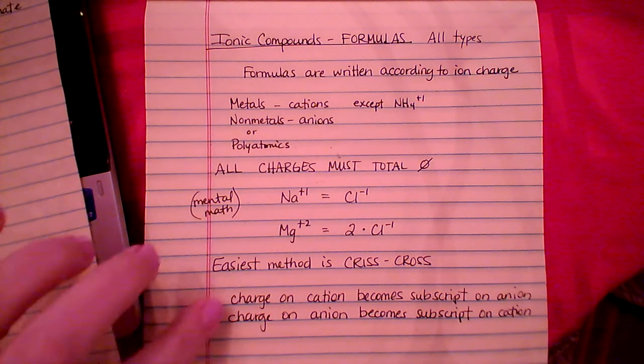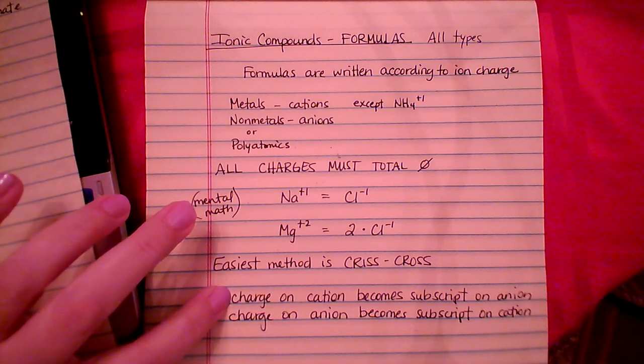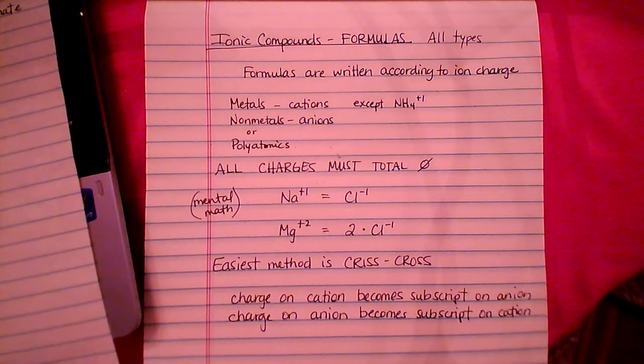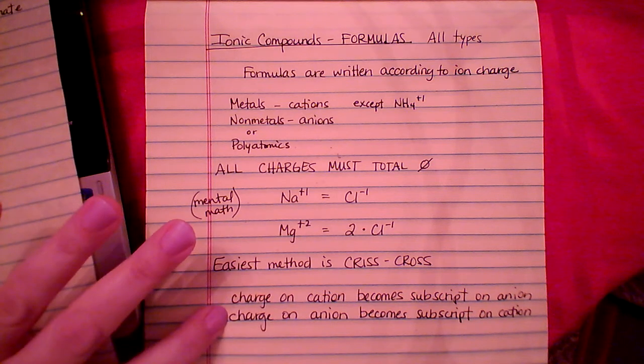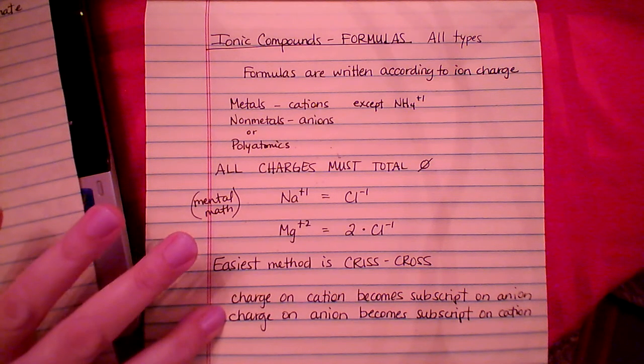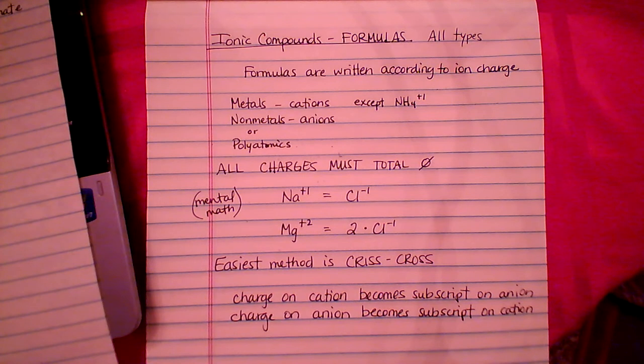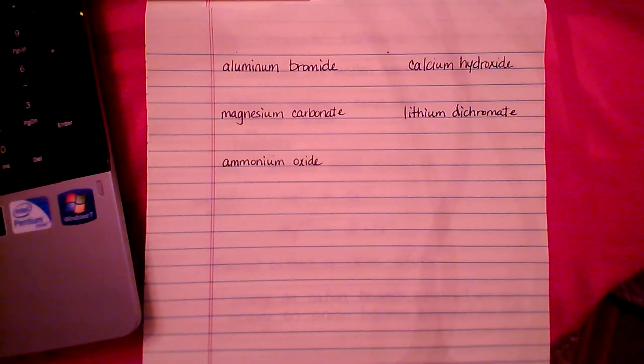In a nutshell, remember, the charge on the cation becomes the subscript on the opposite element, which would be your anion. And the charge on the anion becomes your subscript on your cation. And then you just have to watch out and make sure that everything has been reduced to lowest terms. So I've got a couple of examples here that I wrote out, and we can go through a few of them together. And I'll tell you a little bit about what I noticed on one of your homework assignments that you all had last week.